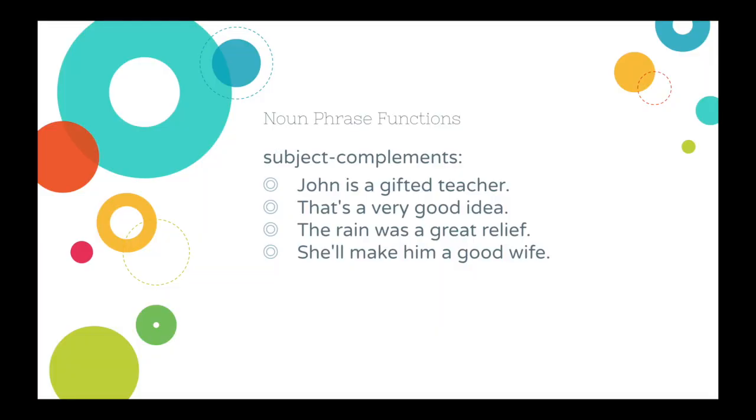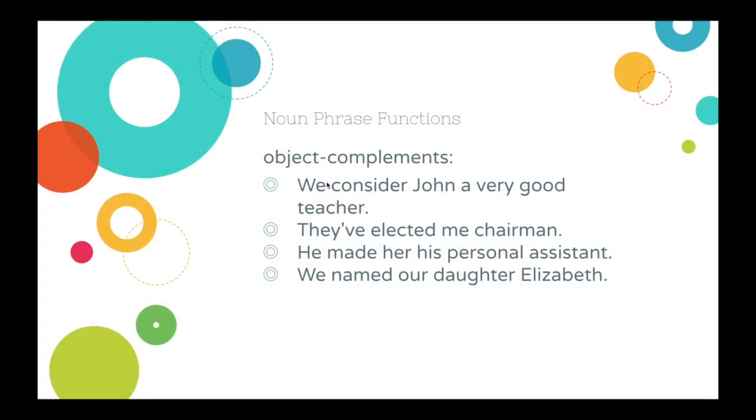Okay, and then subject complements. So it describes, it modifies the subject. John is a gifted teacher, so who is the teacher? John. That's the idea. And then object complements. We consider John a very good teacher, so who's the good teacher? John, and John is the object of this sentence.